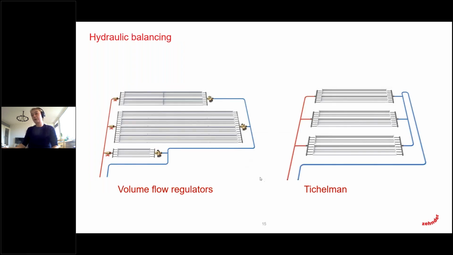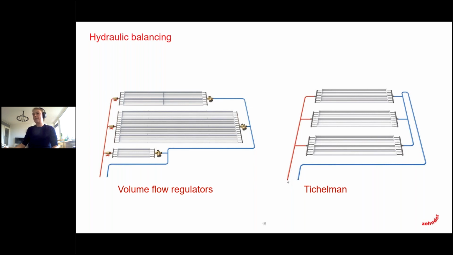Next step is how to connect the complete system. One way to do it is to use volume flow regulators. The other is the Tichelmann, because of course you need to have some hydraulic balancing. This either can be done with volume flow regulators or by using the Tichelmann system. And the Tichelmann system means that the pressure drop in all panels is the same. So a very easy way to remember that is, let's say the water should have the same distance from flow to return in the complete system.